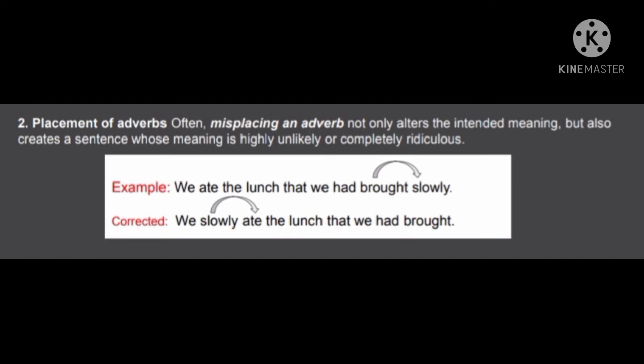So how are we going to apply it to the placement of adverbs? By misplacing the adverb, the sentence can be completely ridiculous, just like the example below. We ate the lunch that we had brought slowly. The adverb there is the word slowly.